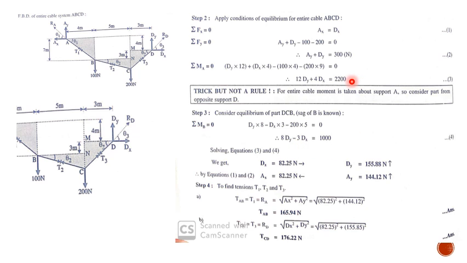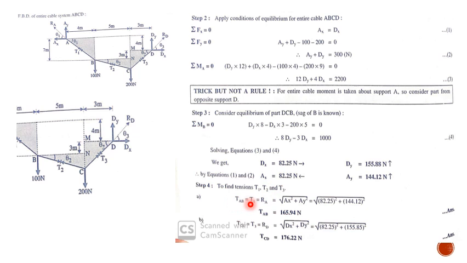So I have got two equations in terms of dy and dx. Solve these two equations simultaneously to get the values of dx as 82.25 Newton and dy as 155.88 Newton. Substitute these values in equations 1 and 2 to get the values of Ax and Ay. Now you can find the net reaction at A and the net reaction at B, as well as angle theta 1 and theta 3 with Ax, Ay, dx, dy.